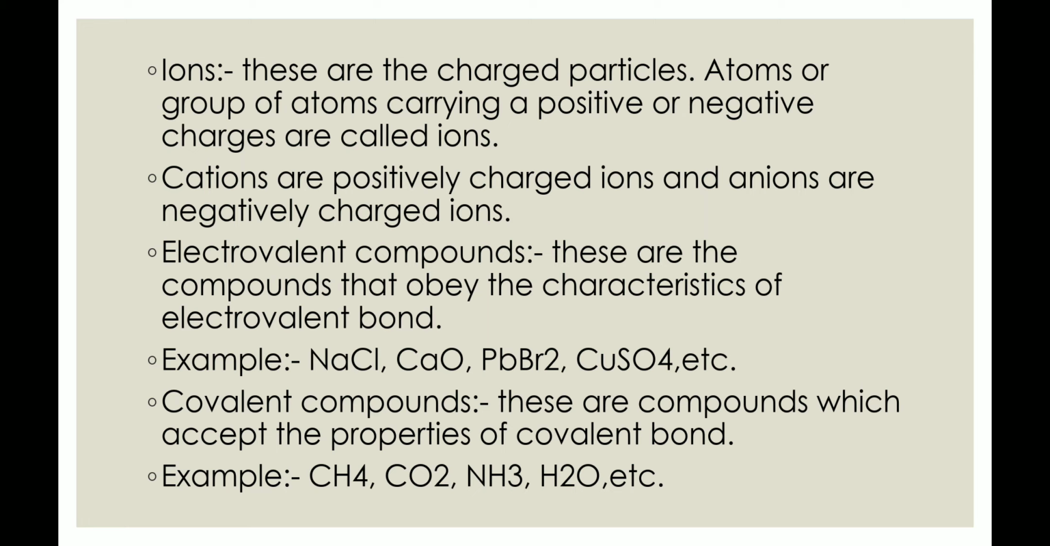Here in methane, C is a non-metal, hydrogen is a non-metal. Carbon dioxide, C is a non-metal, oxygen is a non-metal. Ammonia, N is a non-metal and hydrogen is a non-metal. So in almost all the cases where one element is non-metal and the other element is also a non-metal, sharing of electrons takes place. This type of compounds are called covalent compounds.